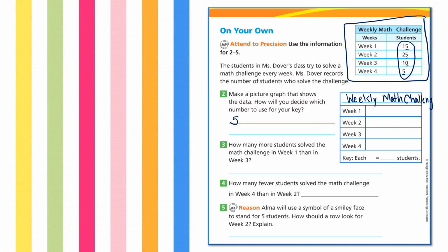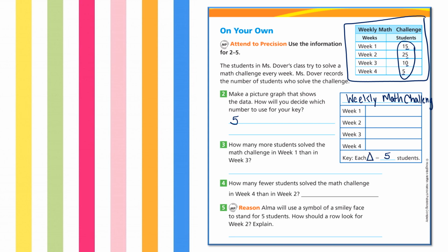Okay. In week 1, we are using a symbol and we're going to represent it with 5 students. What symbol would you like to use? You can use your own, whatever you used. Make it something that is easy to draw and easy to split in half if you need to. This time I'm going to use a triangle.